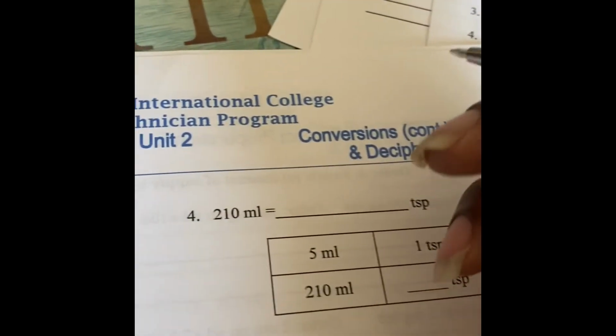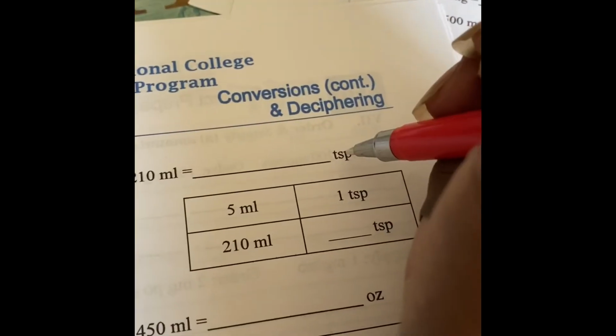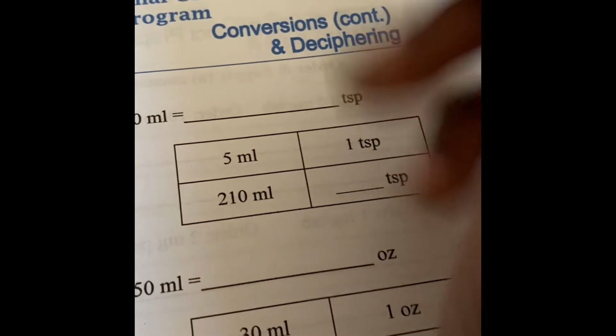So for number 4, we have 210 ml equals blank teaspoons. We know 5 ml is equivalent to 1 teaspoon. So we're going to do 210 multiplied by 1 divided by 5, which equals 42. So that will give you 42 teaspoons.